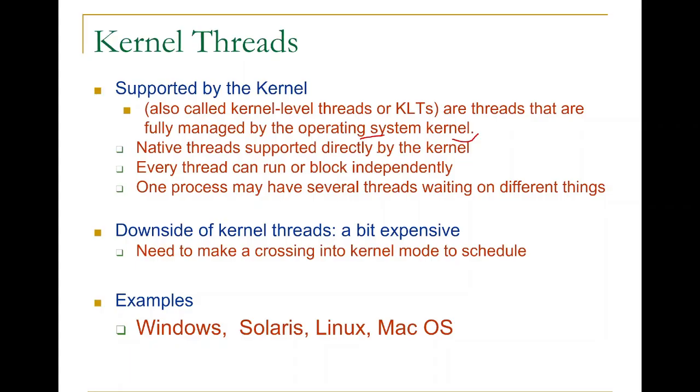Native threads are supported directly by the kernel. Every thread can run or block independently. One process may have several threads waiting on different things. The downside of kernel threads is that it's a bit expensive because you need to make a crossing into kernel mode to schedule. So each time you need to run the threads, you need to move into kernel mode, which means moving into super user or administrative mode. Example, Windows, Solaris, Linux, and Mac OS all have kernel threads.